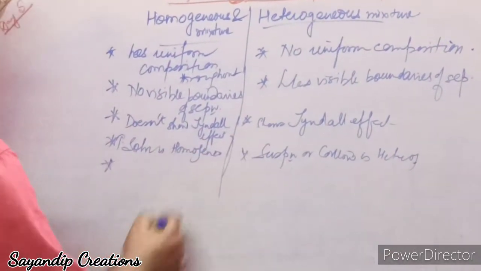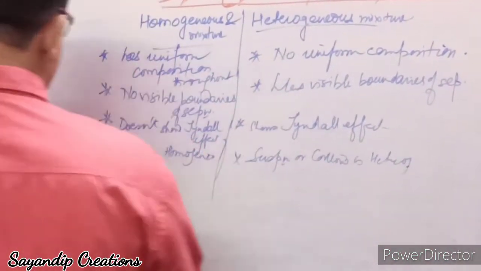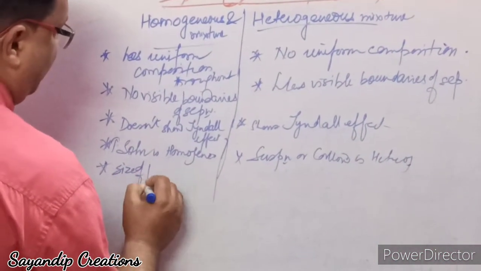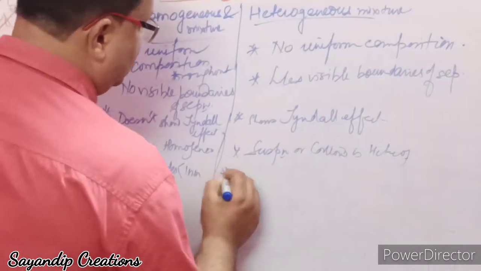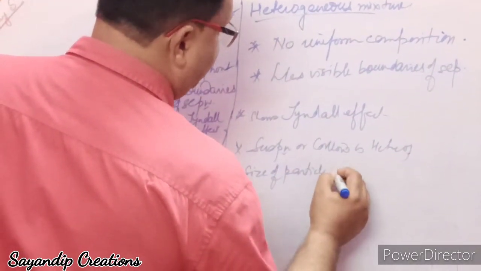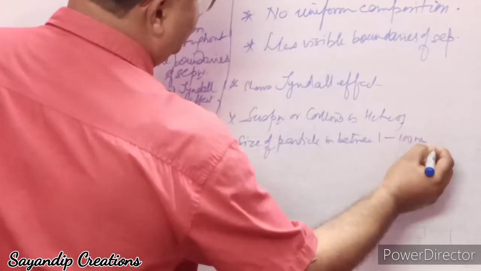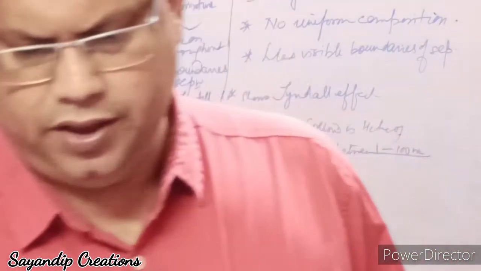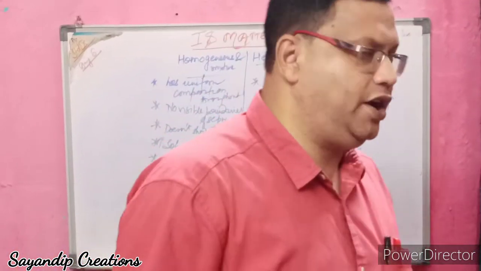One more point I will tell you. In homogeneous, the size of particles is less than 1 nanometer. In heterogeneous, the size of particles is between 1 to 100 nanometers. More points: the particles are not visible under a microscope in homogeneous, and the particles are visible under a microscope in heterogeneous.